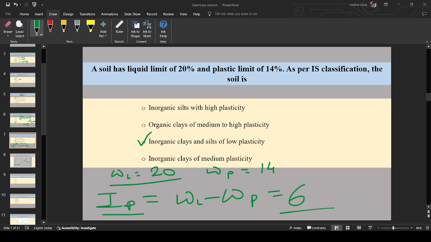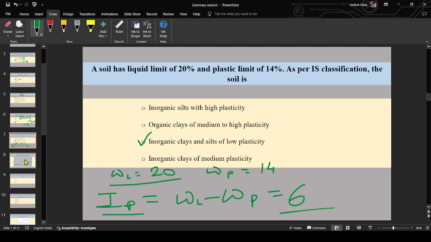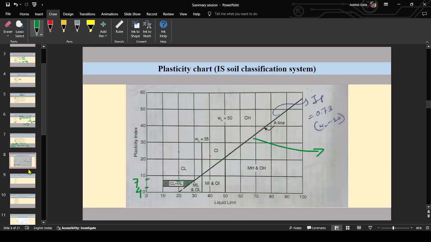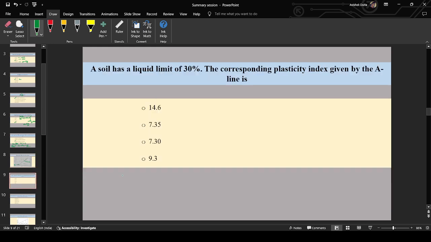Okay. I'll go to the next question now. Yes, inorganic clays and silt of low plasticity. Okay.